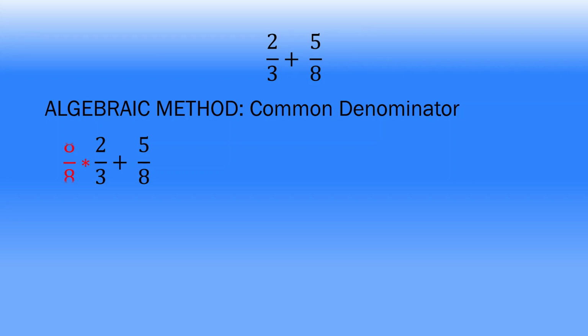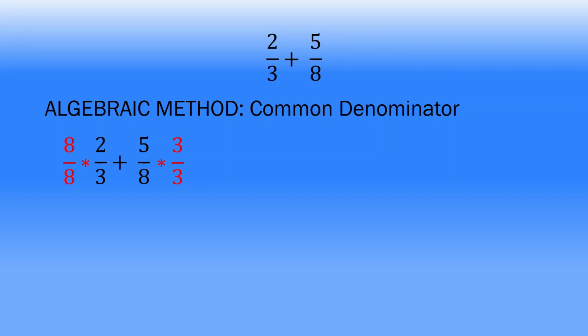So this 2 over 3 needs to be multiplied by an 8. But I can't just multiply it by an 8. I have to multiply the top by an 8 as well, because the fraction 8 over 8 is 1, and multiplying something by 1 doesn't change its value. The second fraction, 5 over 8, needs to be multiplied by 3 over 3. Notice now the denominators are exactly the same. They both say 8 times 3.